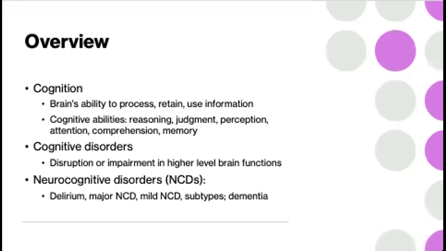DSM-5 categories of neurocognitive disorders are delirium, and then we have mild neurocognitive disorders, which have modest impairment in performance. They're not going to interfere with independent living, but they may require accommodation or assistance. And then we have major neurocognitive disorders, which have significant cognitive decline.